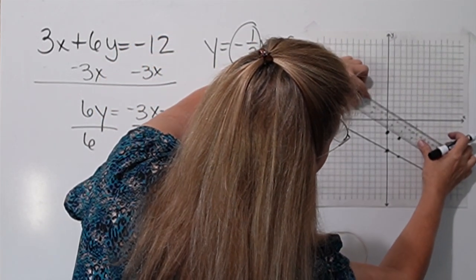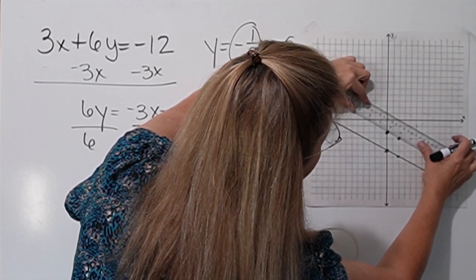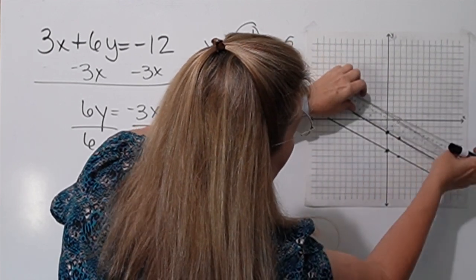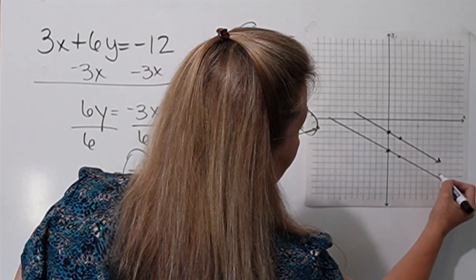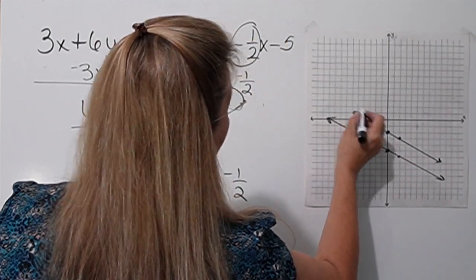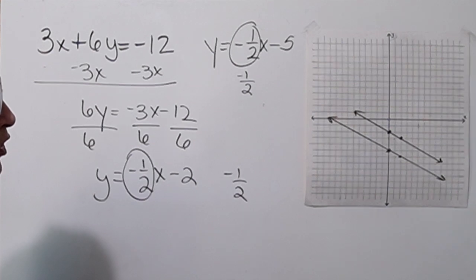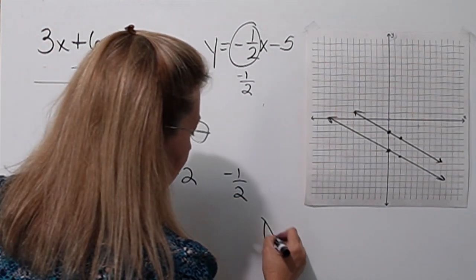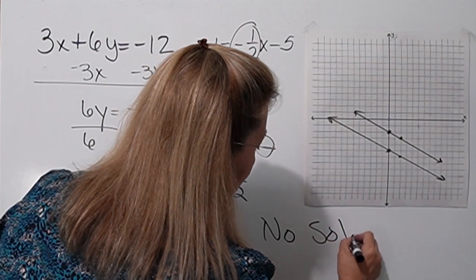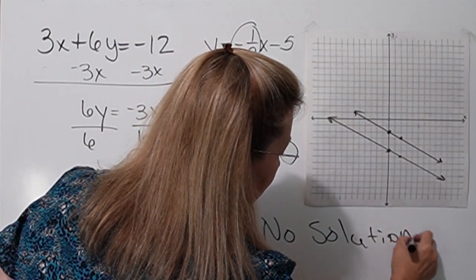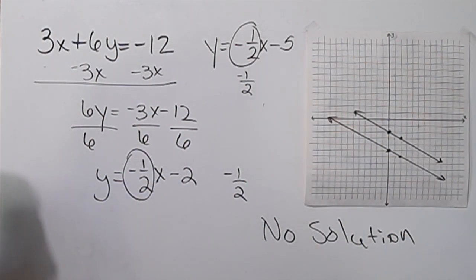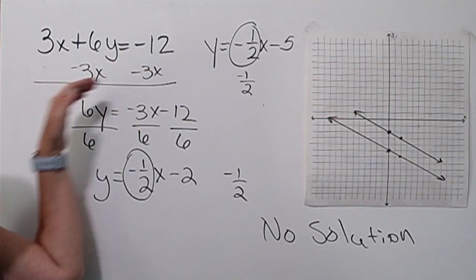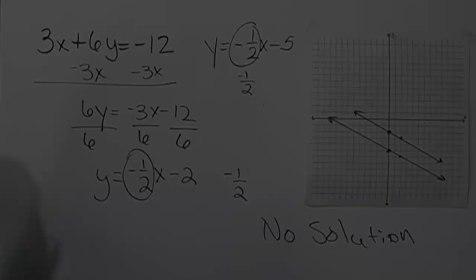Now, do you see what happened? When I graph these two lines, they are parallel, okay? Parallel lines have the same slope, so you knew that was going to happen. Now, what you have here is a no solution. There is no point of intersection. There is no pair of numbers that will make both of these equations true.